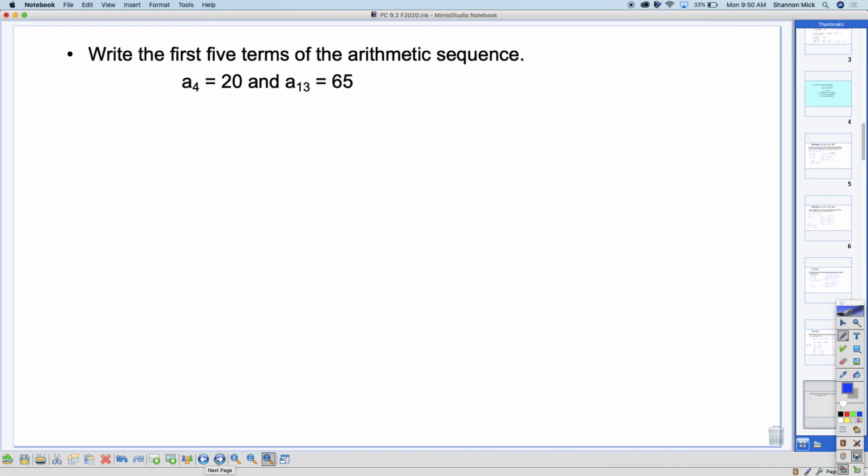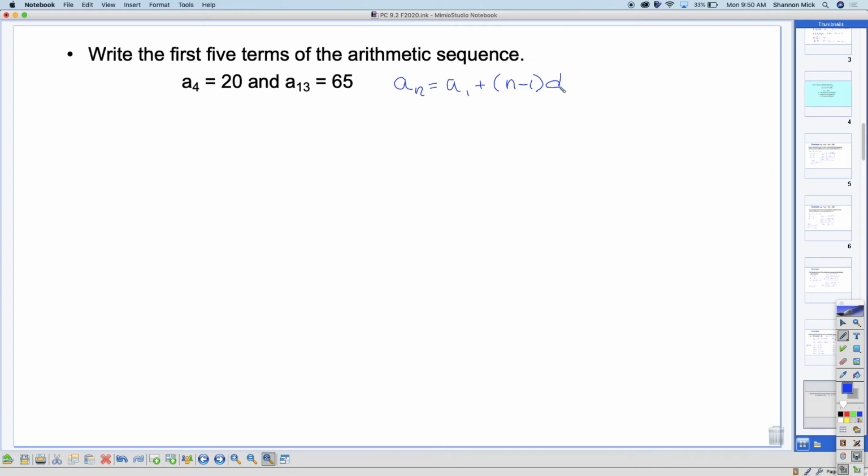So, what if I give you the 4th and the 13th term? Then you have to subtract and divide. What's my formula? A sub n equals a sub 1 plus n minus 1 times d. I know what you're going to say, and I want you to do it a little bit differently. If you want to do it that way, you do it that way, but don't share.